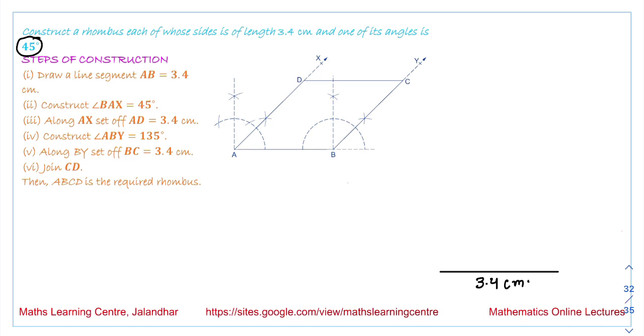So we construct an angle of 45 degrees over here, and we know how we construct the angle. We draw an arc over here. Then without changing the radius, we keep the tip of the compass at this point and we mark 2 arcs over here.